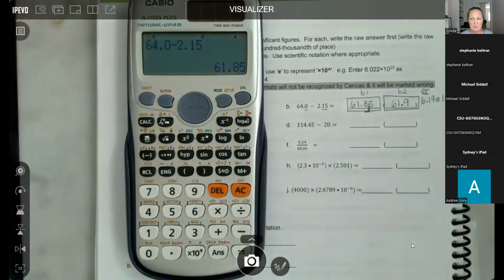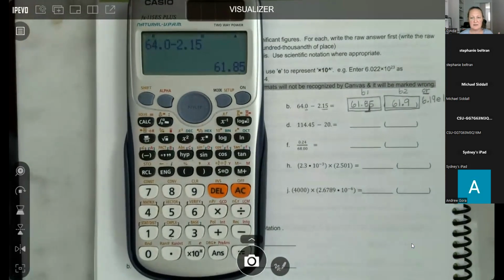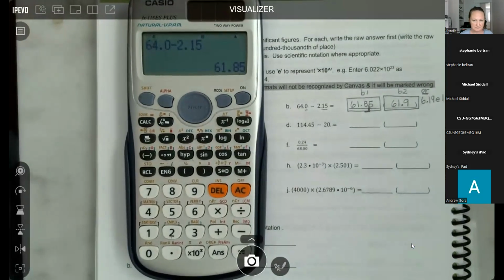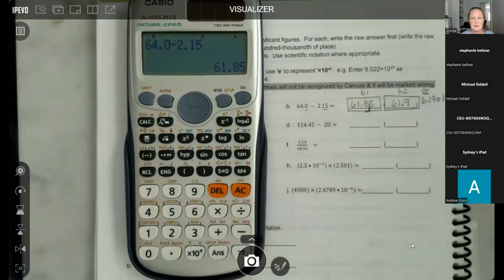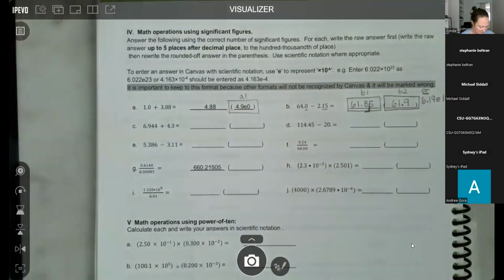At any point you can use scientific notation or not. The only exception would be a section that says to convert this to scientific notation, then of course the answer has to be in scientific notation. This one says where appropriate, so you can choose to use it or not, and they're both put in as correct answers.